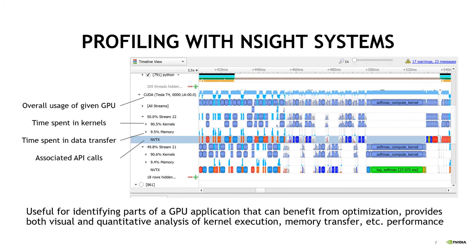Insight Systems is useful for identifying parts of a GPU application that can benefit from optimization, and provides both visual and quantitative analysis of the performance of kernel execution and memory transfers, among other things. For the purposes of this presentation, you only need to understand that a visual inspection of the timeline can reveal patterns that provide hints to where we can improve the performance of our code.